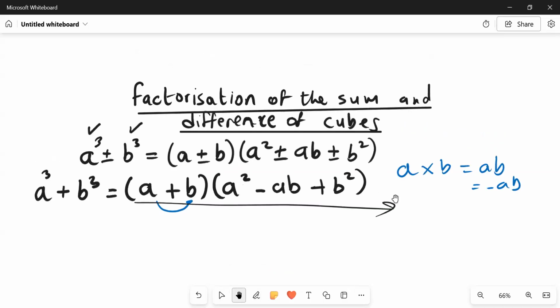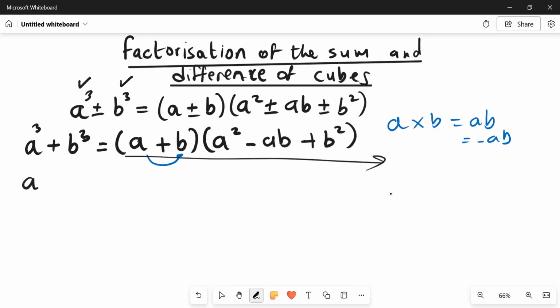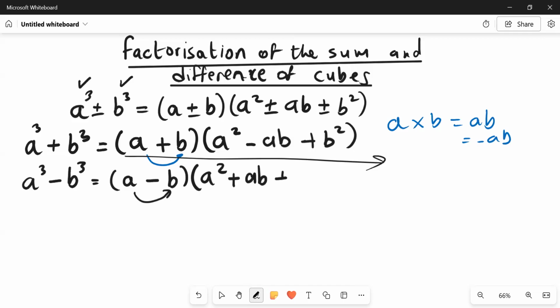Factorized just like that. Same applies if you are given a cubed minus b cubed, right? Again, you take the cube root of the first term, that's a, the cube root of the last term, that's b, and then square the first term, that's a squared, multiply and change the sign. So a times negative b, that's negative ab, change the sign, that's plus ab, and then square the last term, that's b squared, and it's fully factorized.